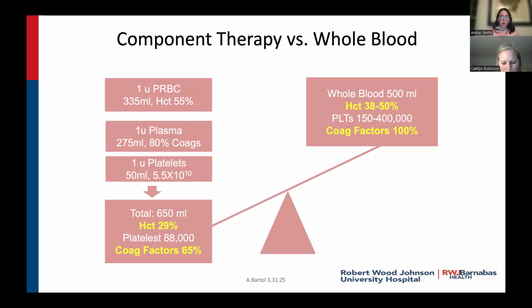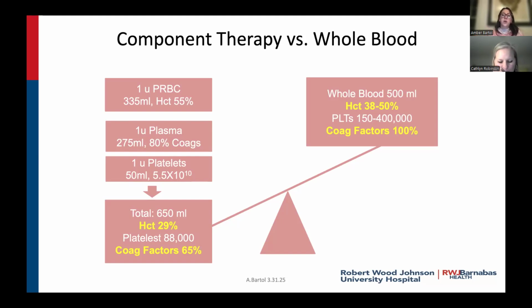So whole blood really has all the things we need, much more than component therapy. So when you're giving whole blood, it comes in about a 500 ml bag. The reason why it comes in a 500 ml bag and why you're giving that much volume is because when you donate, like I said, you're giving about 450 mLs of blood. So by the time they put the additives in it, it's about 500. And then it has your hematocrit, it has your platelets, it has all your coag factors.